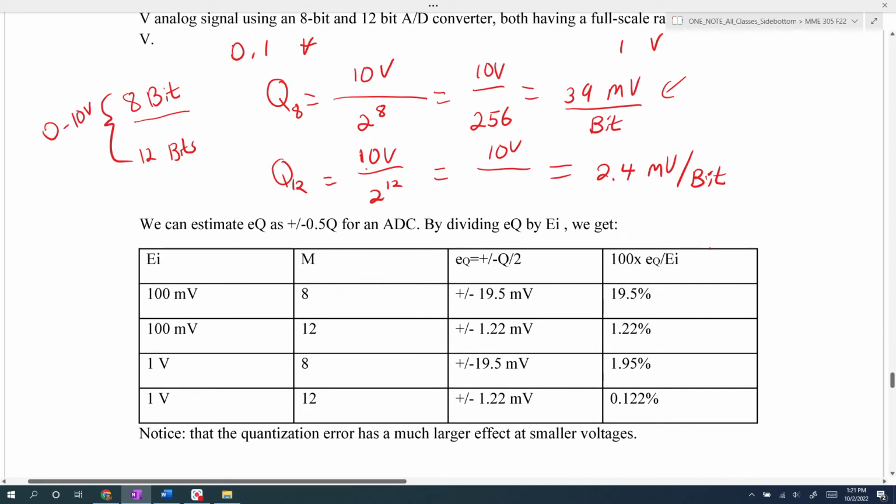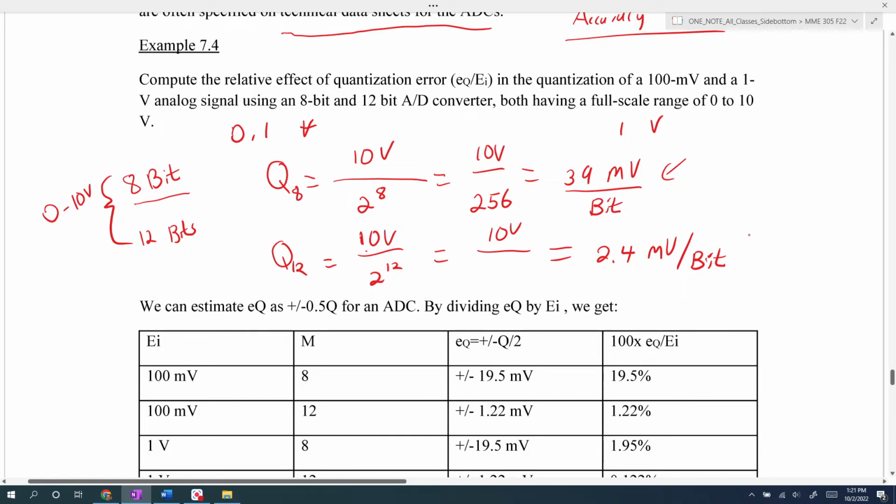The second part of the problem asks us that once we determine the quantization levels, we want to determine what is the quantization error. To determine that, we're going to divide these numbers, the 39 millivolts and the 2.4 millivolts, by our two signals. So in terms of a percentage of the total value of each of our signals, we'll get these ratios.